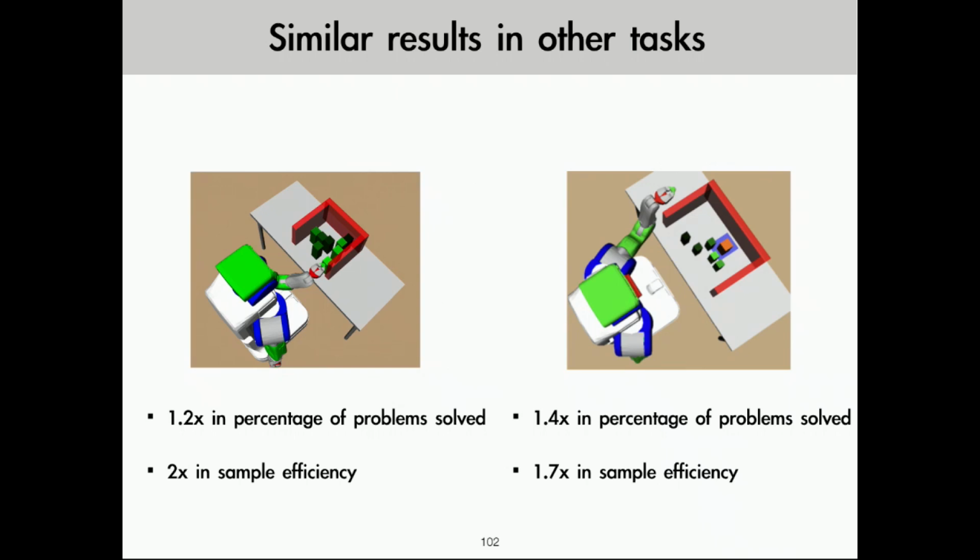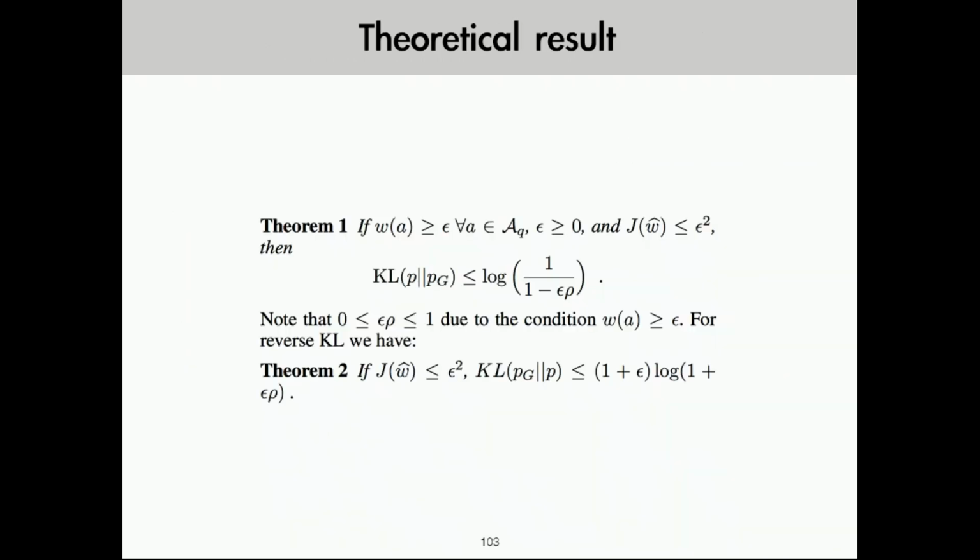We have similar results in other tasks as well, which I'll be happy to go into detail offline. We get similar results in terms of computational and sample efficiency gains. We also have a theoretical result that relates the error in the importance weight estimation. If the error in the importance weight estimation is bounded above by epsilon squared, then the KL divergence between P, the target distribution that we wanted to learn, and PG, the one that we learned, is bounded above by this function right here. I'll be happy to go into detail about the proof of this theorem offline as well.